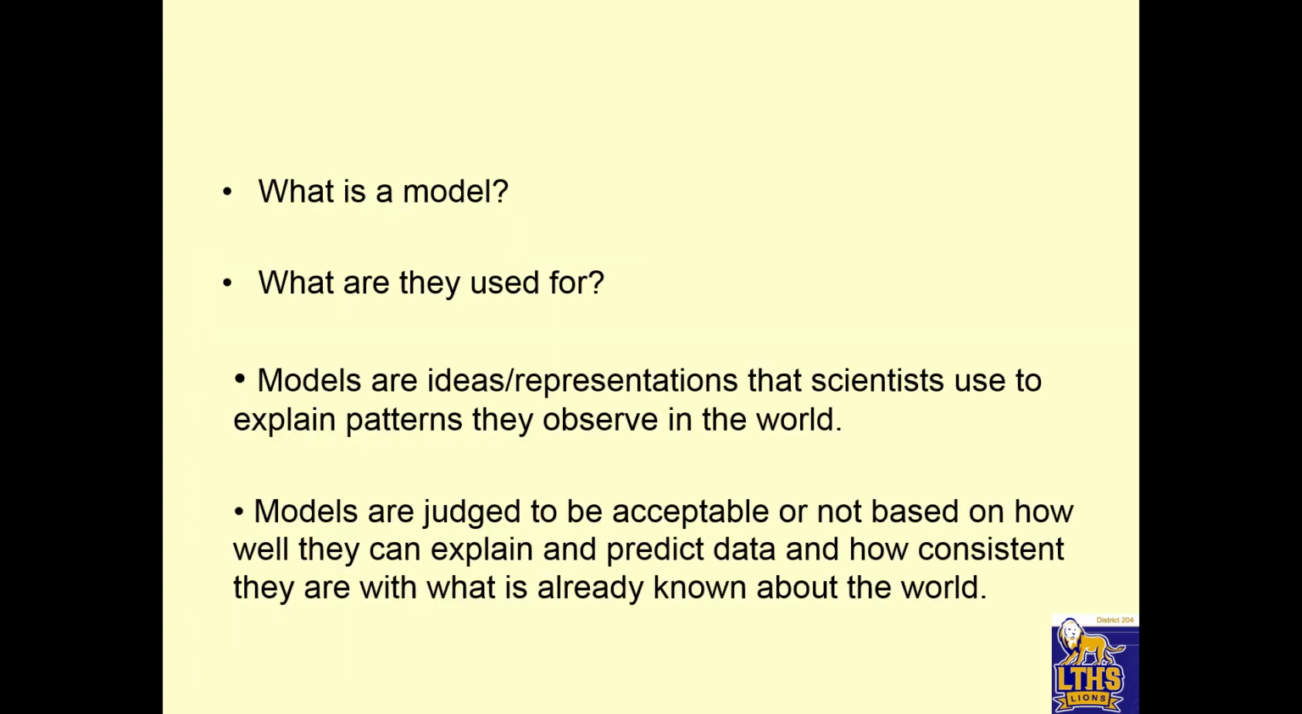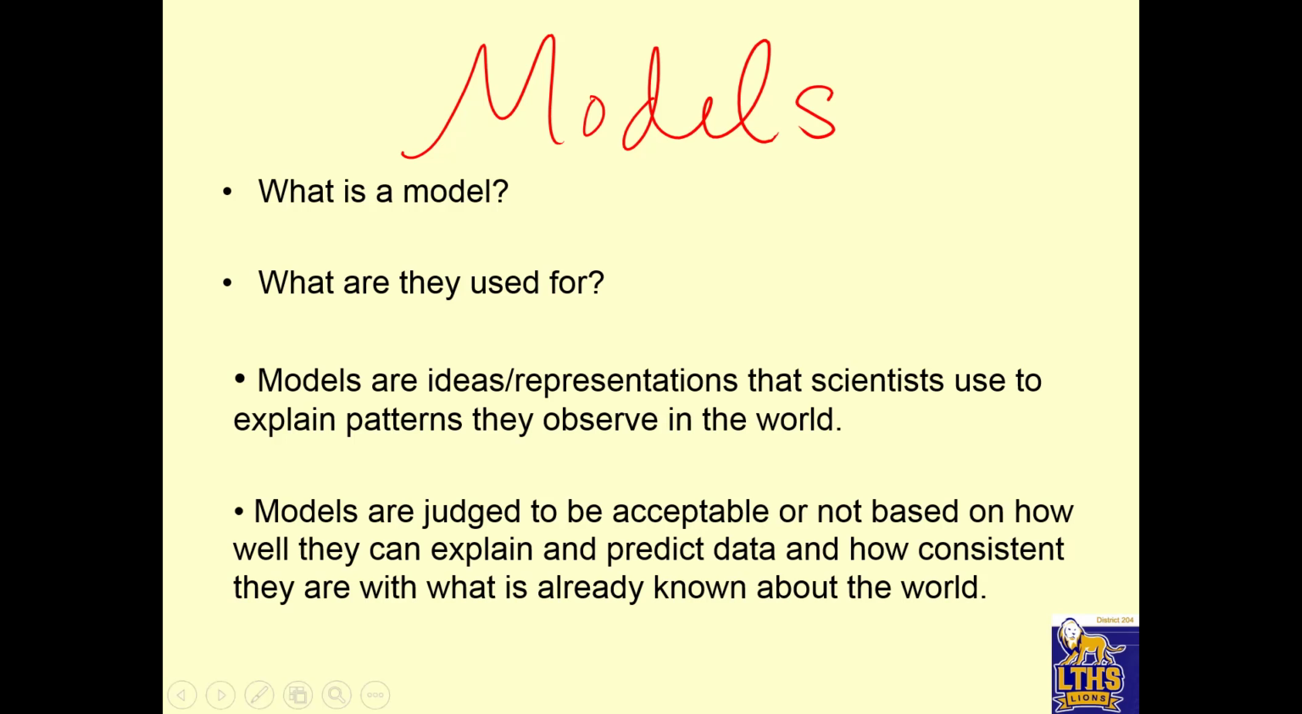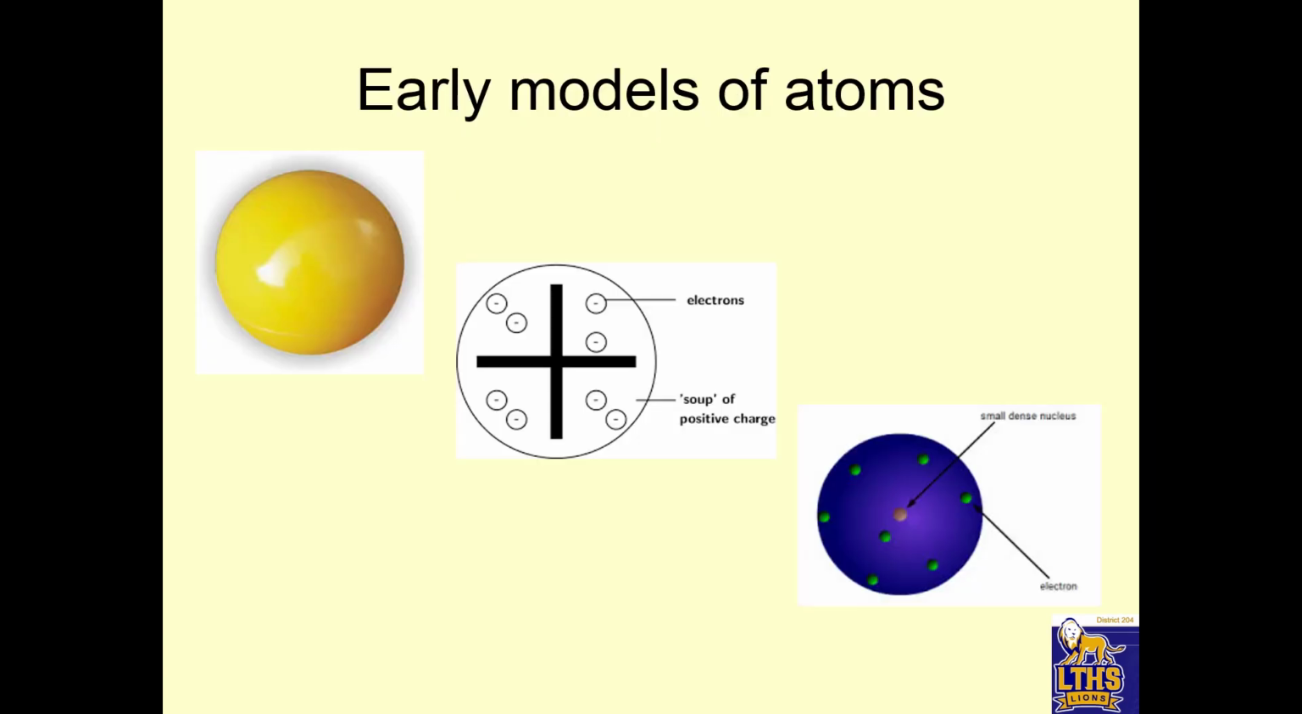Let's get started. So, models. Models are ideas or representations that scientists use to explain patterns we observe in the world. We love models. What makes a model good is whether it's acceptable or not based on how well it explains and predicts data and how consistent it is with what we already know about the world. So, we think matter is made of atoms. So, we can look at some early models of the atom.